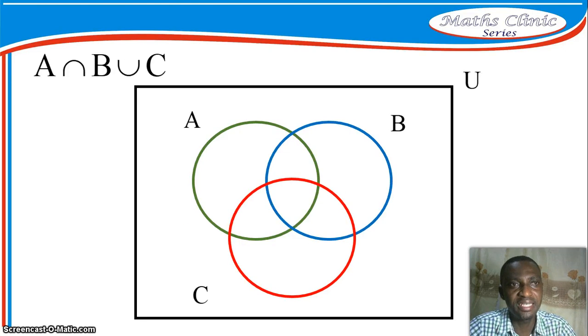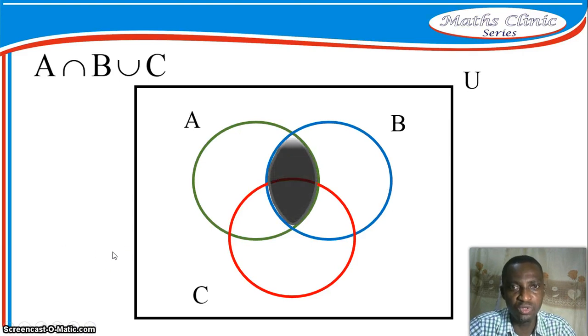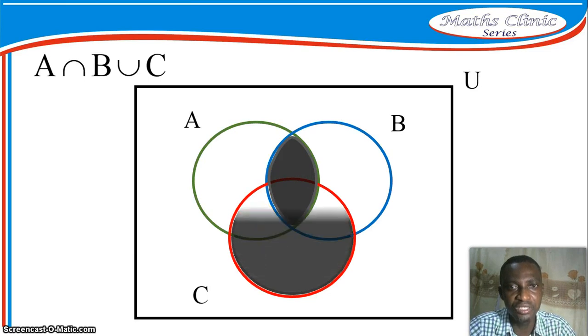How will you represent A intersection B union C? First of all, let's look at A intersection B alone. A intersection B alone should be everything in A intersection B. Remember, that is not only, so it will take care of all in A or in B intersection. Then union C, that means we put all of C in addition to that, and that will be the representation of A intersection B union C.